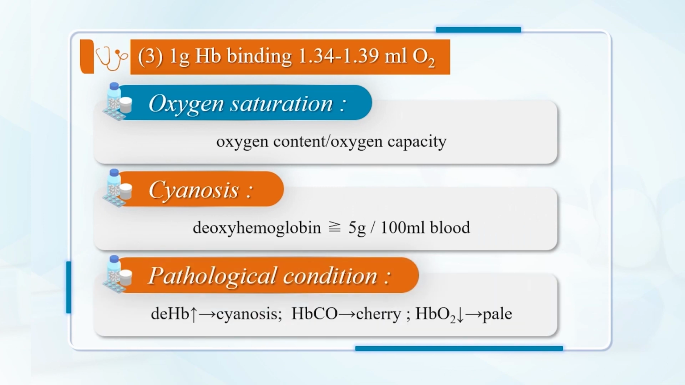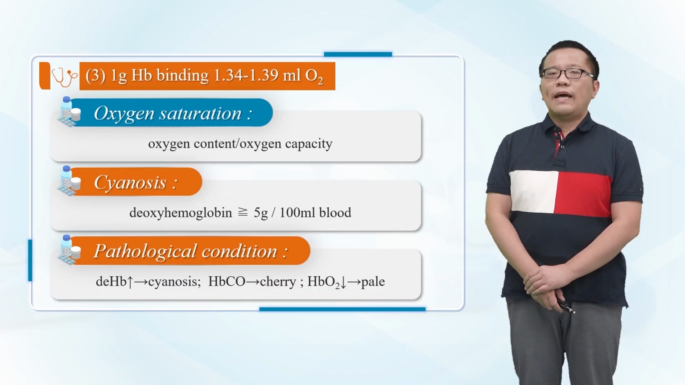Oxygen saturation is the ratio of oxygen content to oxygen capacity. Cyanosis is when deoxyhemoglobin exceeds 5 grams per 100 milliliters of blood. The color of carbon monoxide bound to hemoglobin is cherry red. If there is low oxyhemoglobin, the face is pale.